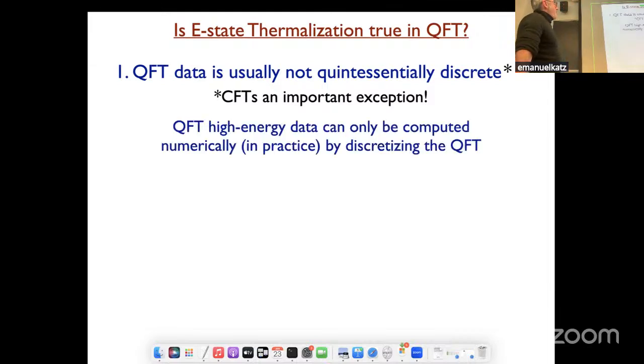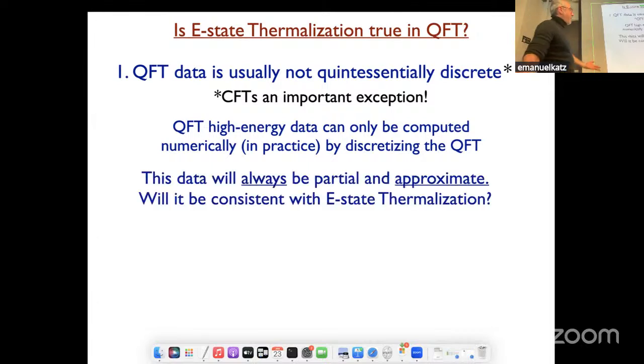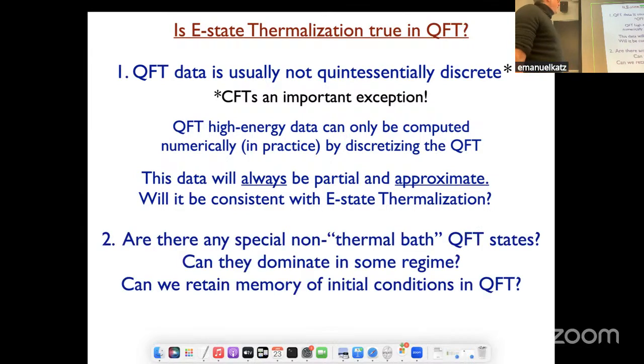And the QFT high energy data can only be computed numerically in practice, by discretizing the QFT, right? Because you have to put it on a computer. And this data will always be partial and approximate. It's not at all obvious that whatever discretization you've placed on this QFT in order to put it on a computer will obey eigenstate thermalization.